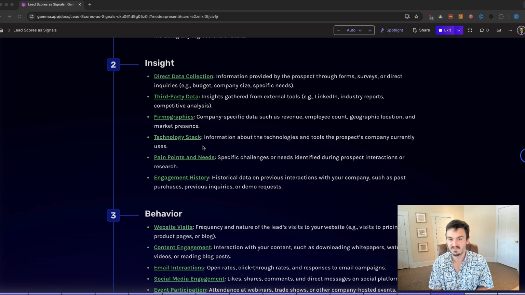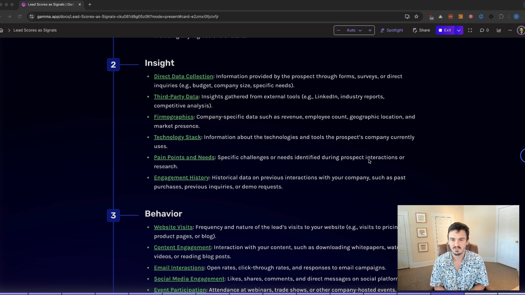We usually weigh pretty heavily around this. These are specific challenges or needs identified during prospect interactions or research. The prospect interaction pain points that are collected are weighed more heavily in our lead scores than ones that we research. You can also extrapolate pain points and needs based off of other situational signals.